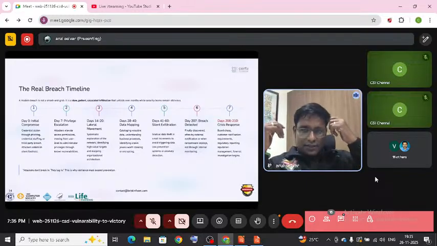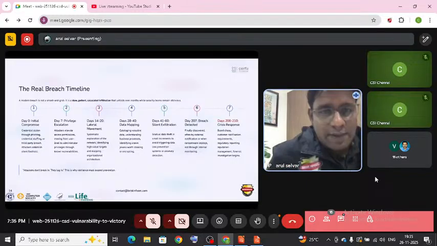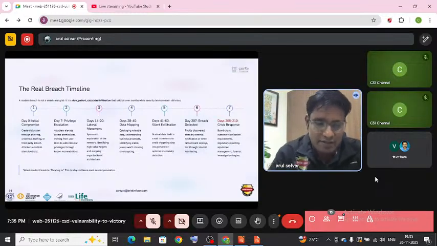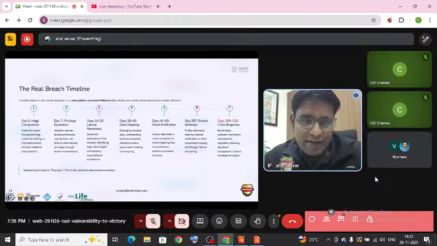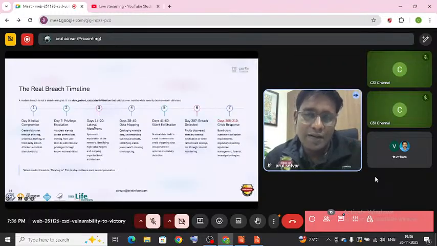So I want to highlight what the timeline looks like when a real breach is happening. Day 0 is the initial compromise. Then privilege escalation: whatever privilege they got, maybe the employee privilege, is elevated into admin privilege. Then lateral movement, where they perform all possible breach and attack simulations across the different user roles. After that comes data mapping, where they identify what data is available, which is critical, which is non-critical, which is business critical, and which is private data.